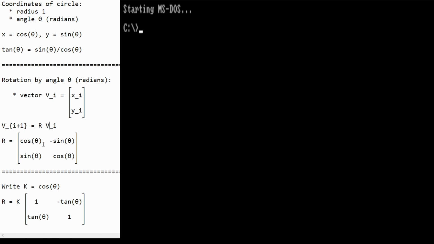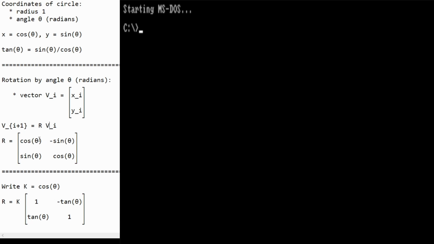So the first idea is to take out a factor cos theta from this matrix. So basically I'm going to pull out this factor k equals cos theta. I'm just going to pull it out the front of the matrix. And that'll mean I have to divide all of the entries in the matrix by k. So once you take out a factor, you divide by that factor through each of the entries.